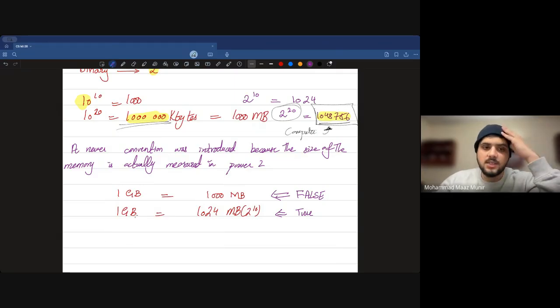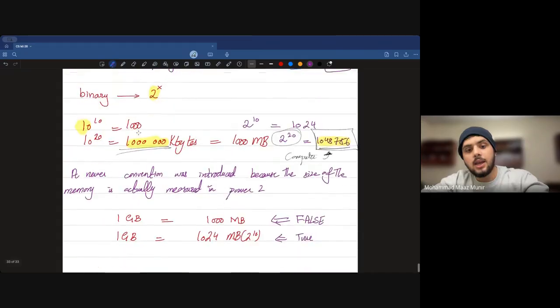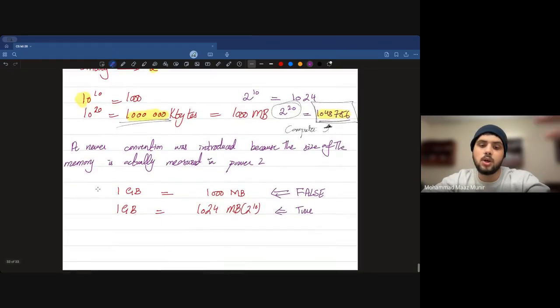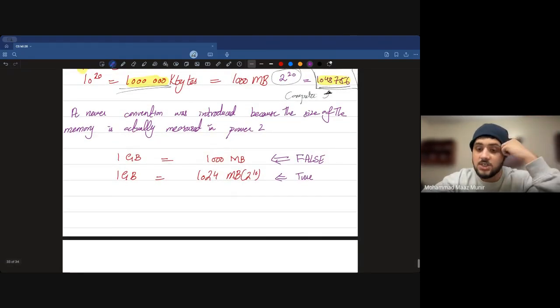But now you might be wondering, sir, you taught the earlier one too, and now you're saying 1 GB is 1024 MB, while above 1 GB was 1000 MB. How will I differentiate between them? Now that's a valid question.